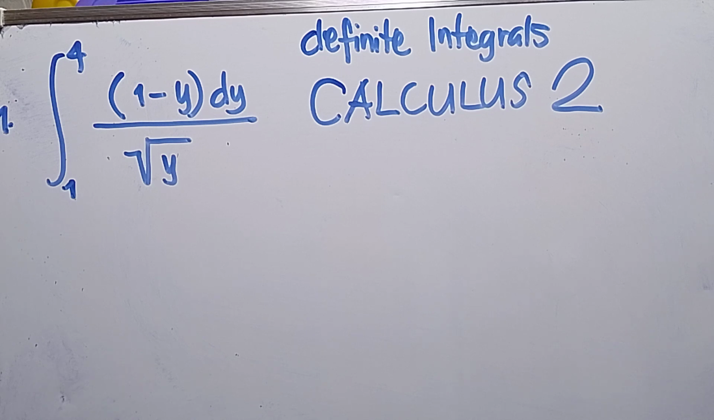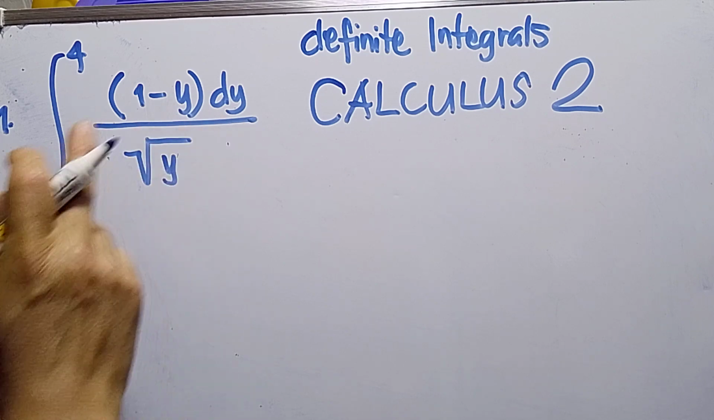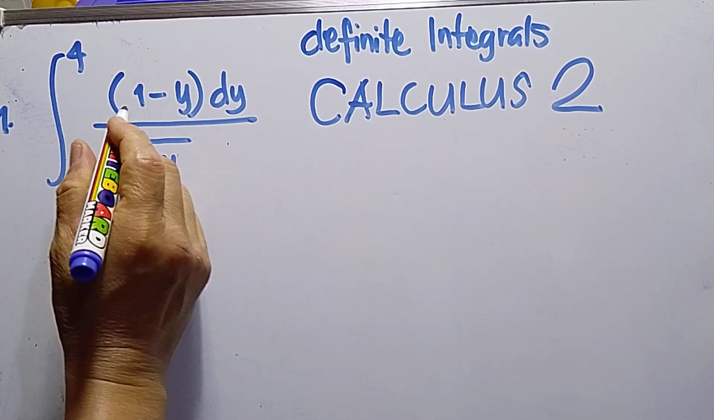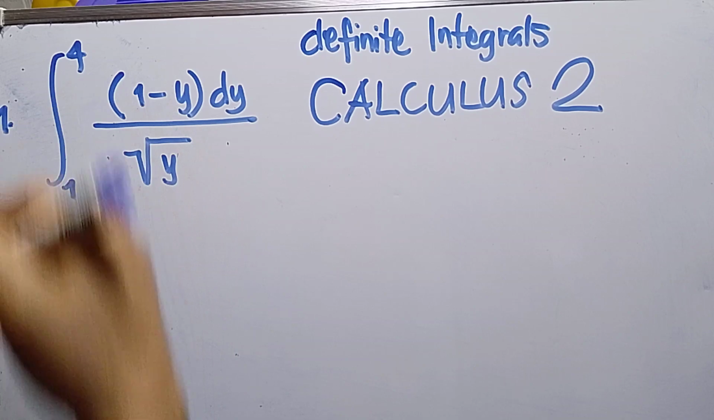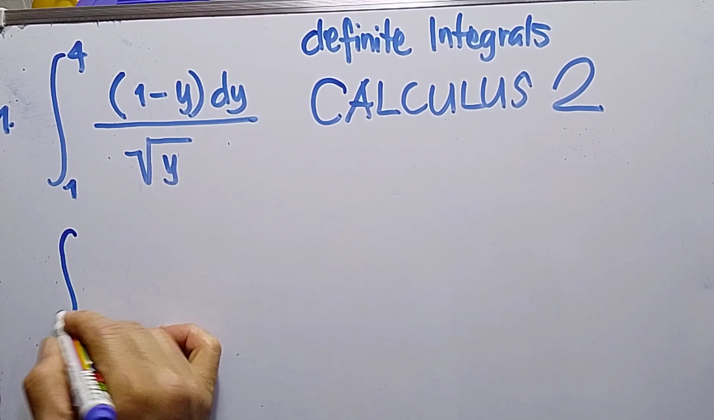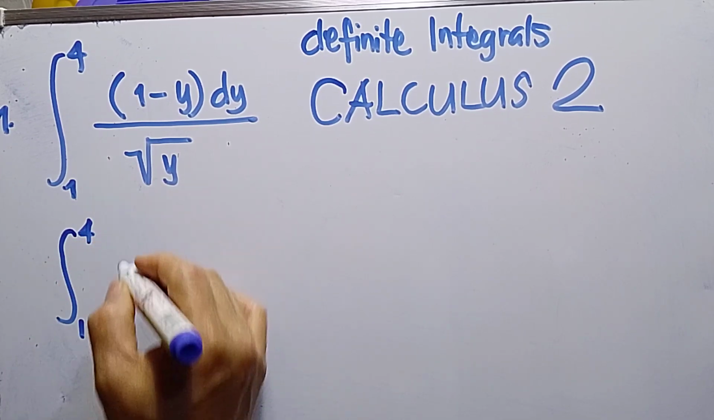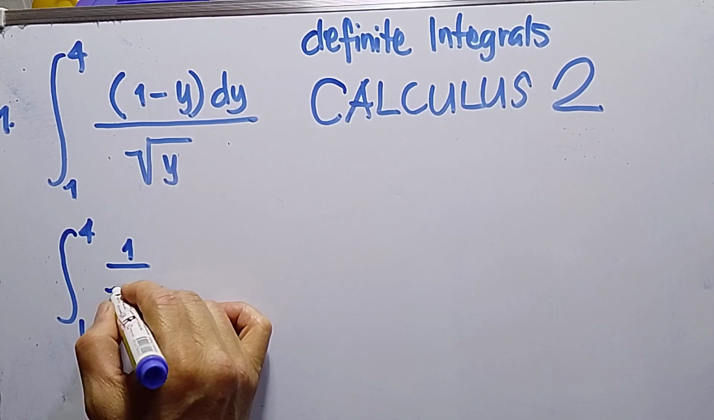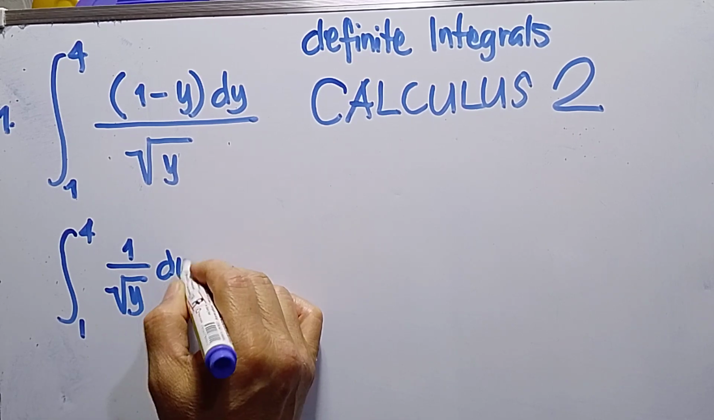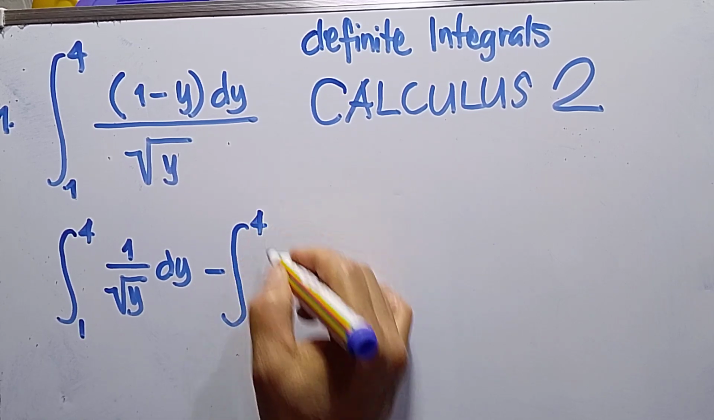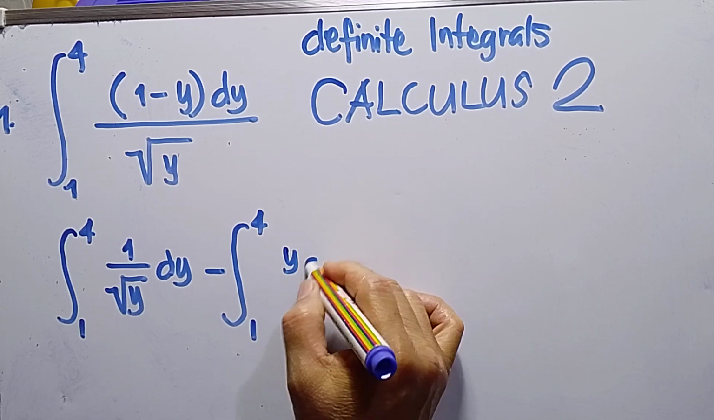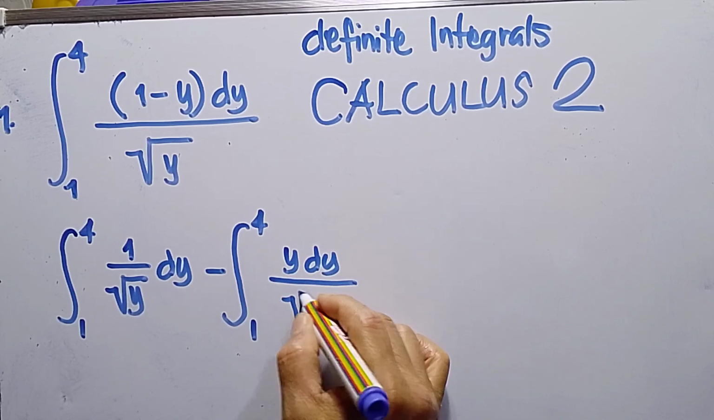So I have here the integral from 1 to 4. For my numerator, I have (1 minus y) dy over the square root of y. The first thing to do is apply simple algebra. So this will be the integral from 1 to 4 of 1 over the square root of y dy, minus the integral from 1 to 4 of y dy over the square root of y.